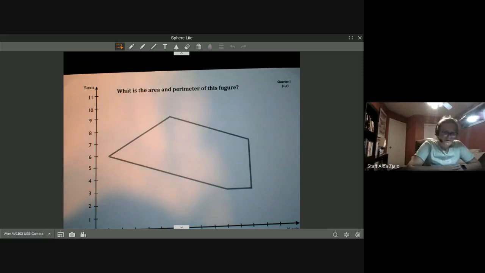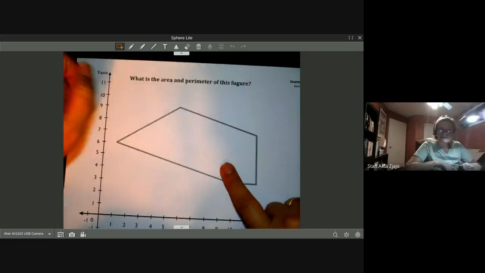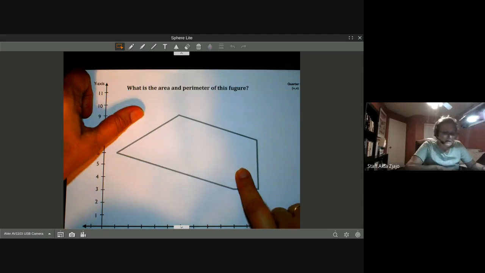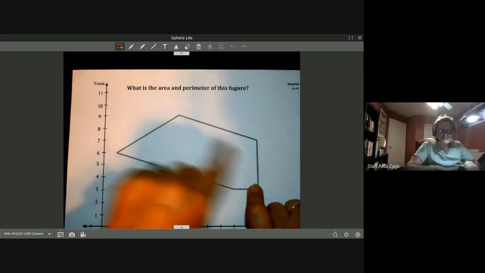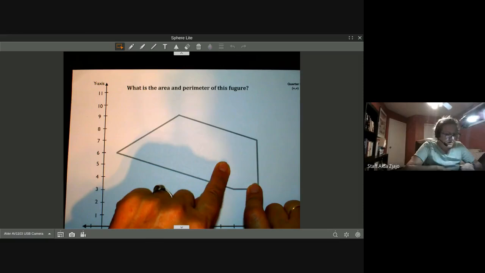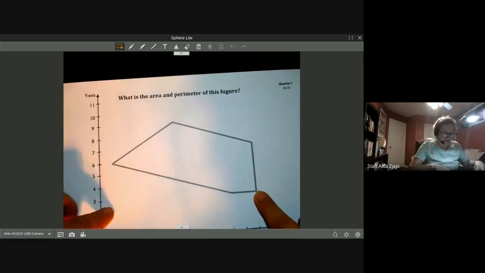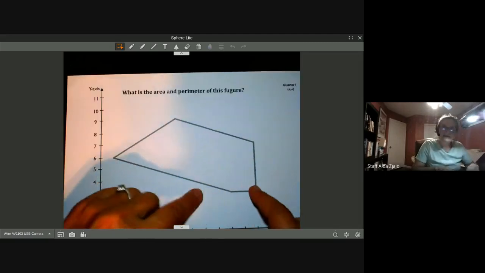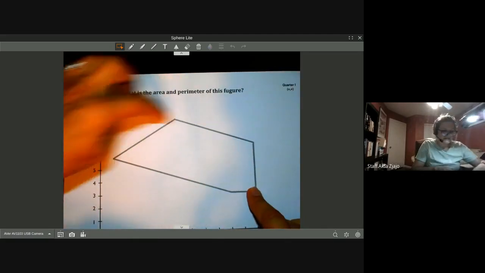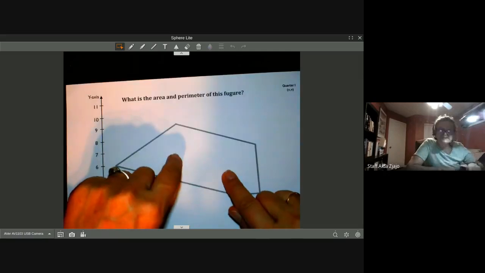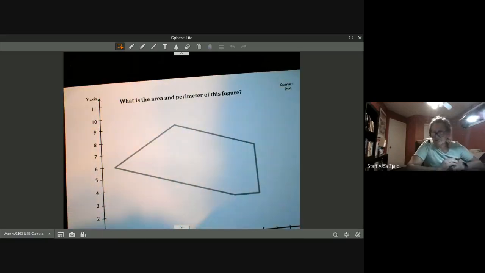One method is that you can cut this shape into equivalent squares, and then figure out how many squares are inside. Or you can create a big rectangle around that shape, take the extra parts, and figure it out. So one method is called the inside method, and the other is called the outside method.